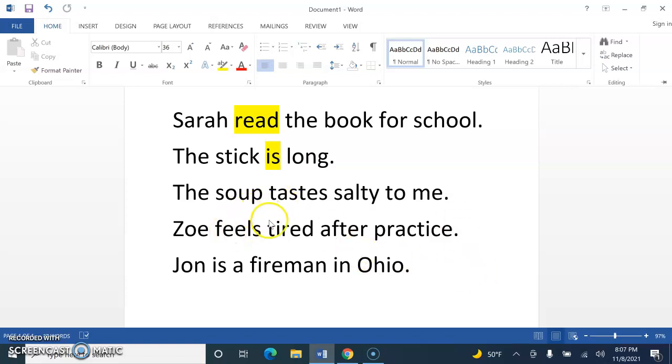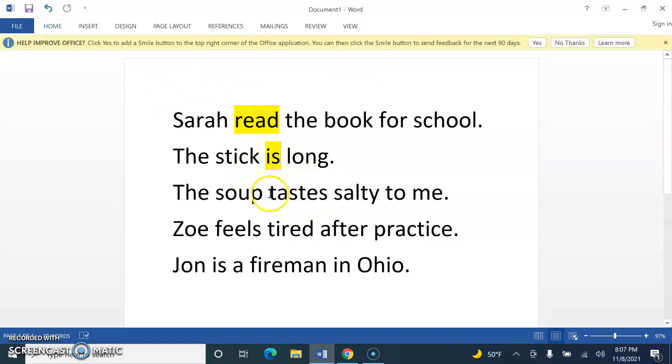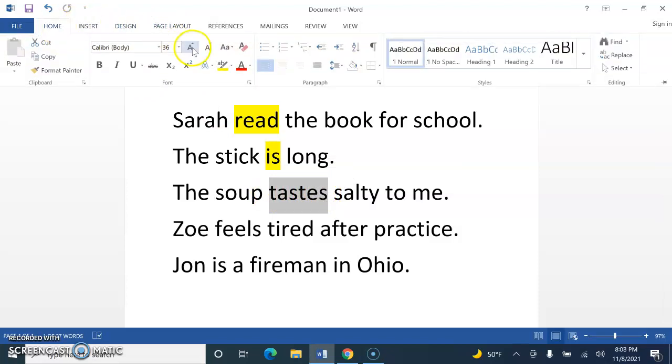So if you look up here at my sentences on the board, you'll see right here, the soup tastes salty to me. Well, we know that soup can't taste, so this is a linking verb. And what is it linking back? Oh, let's make it blue this time. What's it linking back to the subject? The subject is soup. And what is the soup tasting like? It's tasting salty. Salty is a predicate adjective describing the flavor of the soup.